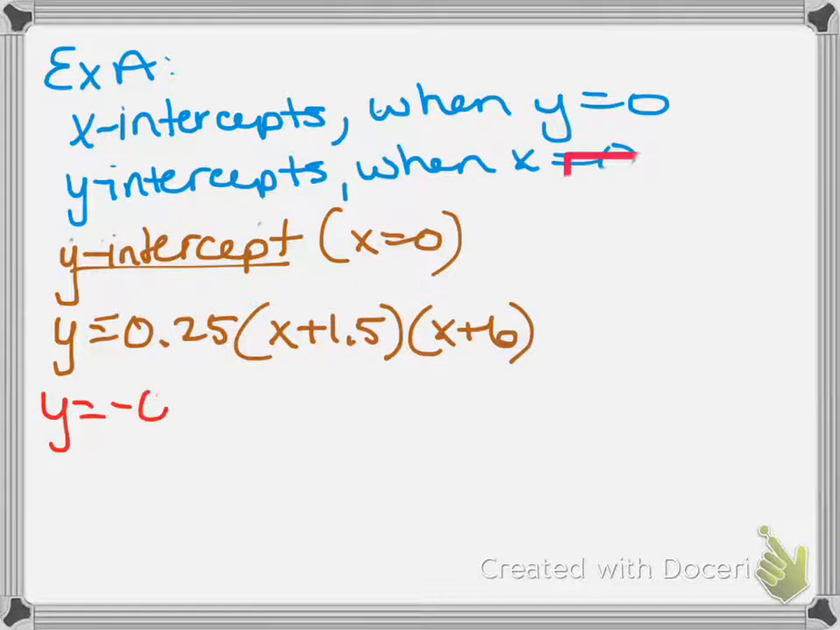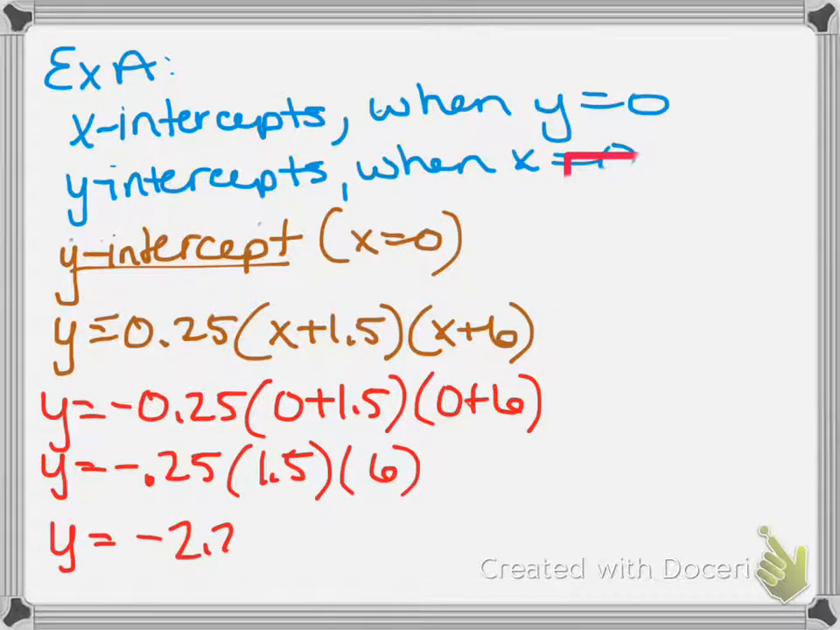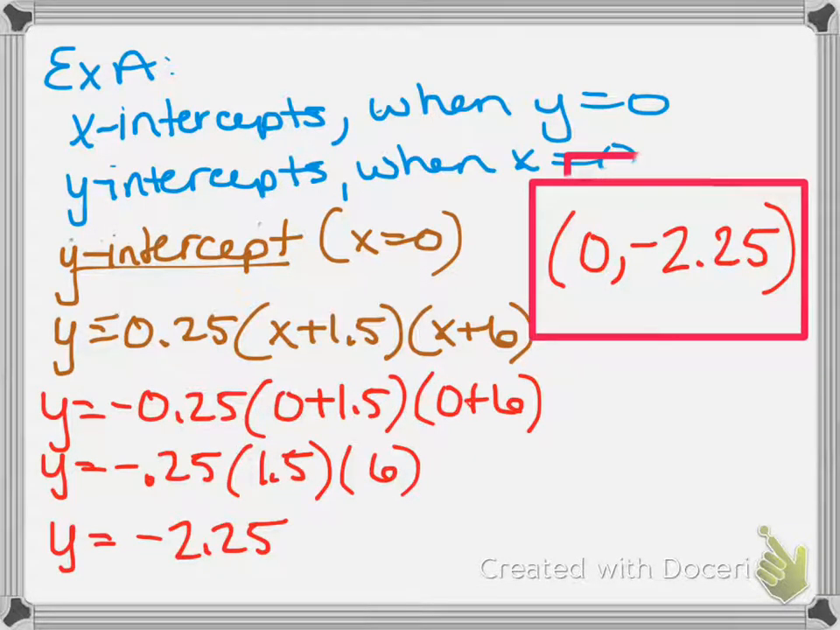So I have y equals negative 0.25 times 0 plus 1.5 times 0 plus 6, which simplifies down to just negative 0.25 times 1.5 times 6. So y is equal to negative 2.25. So my y-intercept, x is 0, y is negative 2.25. And there's your y-intercept. Okay? If you want to, pause and try number 2 on your own, and then come back and we'll do it. You can check your work. Now's the time to pause.